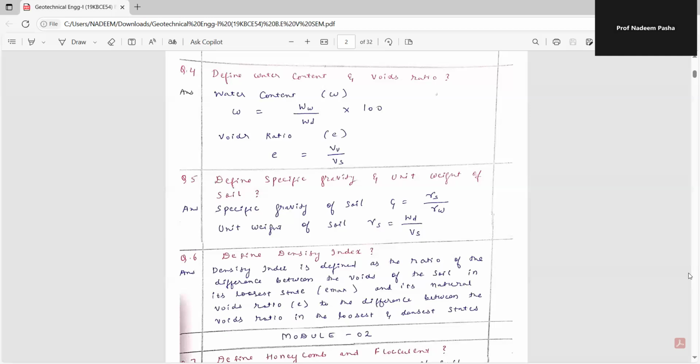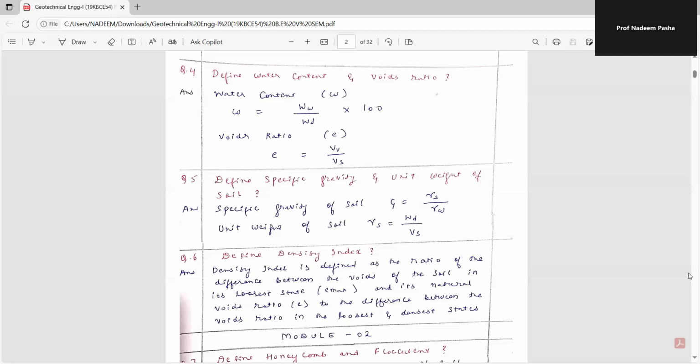Now define specific gravity and unit weight of soil. How will you define specific gravity? G. In terms of density, we are defining, and in terms of unit weight, we are defining G = gamma s by gamma w. And what is unit weight of soil? Gamma = Wd by Vs.